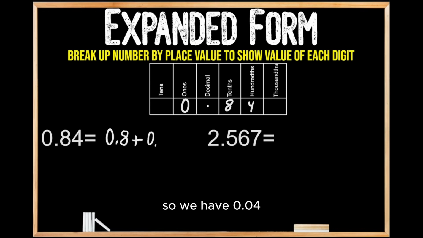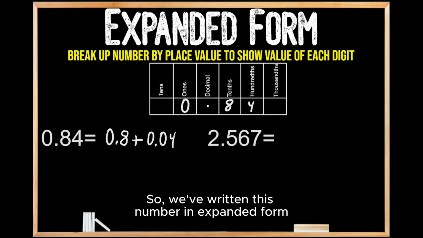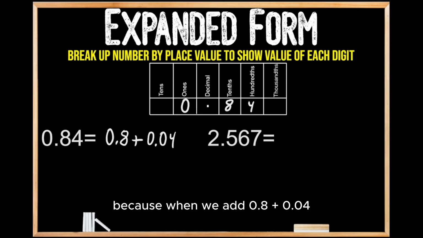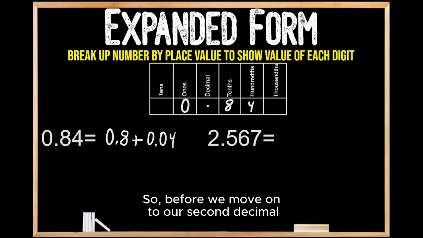So we have 0.04, giving us 4 hundredths. So we've written this number in expanded form because when we add 8 tenths plus 4 hundredths, we get 84 hundredths. So before we move on to our second decimal, we're going to clear out this place value chart.